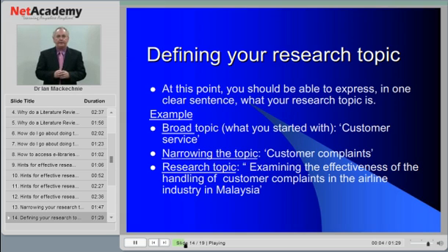In defining our research topic, we need to get to the point where we can express in one clear sentence what our research topic is. And as we said, we might start with a broad topic. Our interest might be in the area of customer service. But then as we do a literature review and think further through the topic, we then narrow our topic, which is very important, to perhaps customer complaints. But that's not sufficient. We need to narrow it to a point where we are going to examine some particular area or aspect of customer complaints which is going to provide us with some new knowledge or new insight.